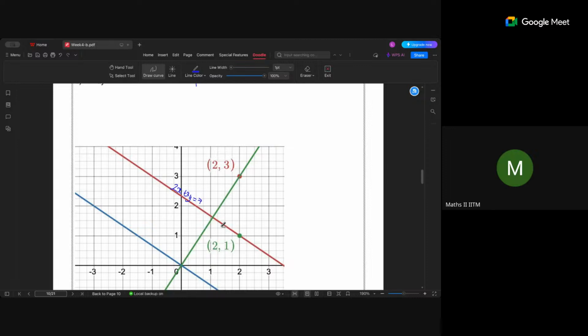Do you agree? Let me repeat the statement. Let us say this is line L1. Suppose this is L2. L2 is perpendicular to L1. Then L2 is perpendicular to any line parallel to L1. Is that correct? Yes, ma'am. So that is what we are doing here.